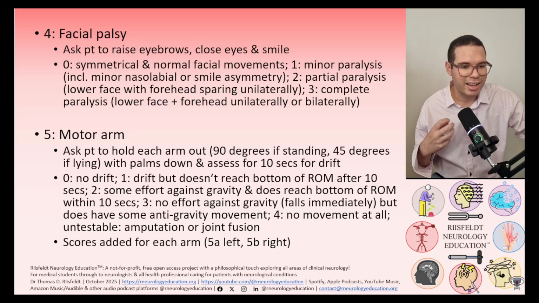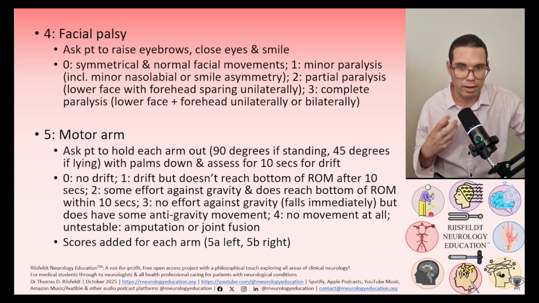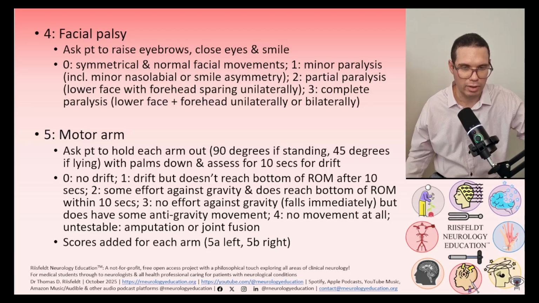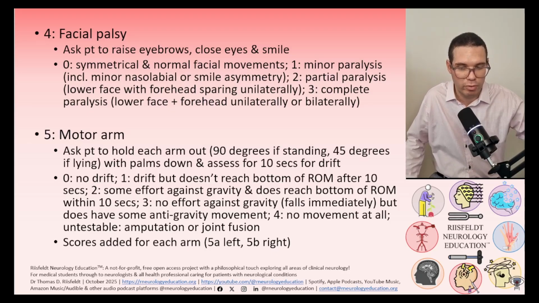You can also get an untestable score, but that's only in the context of a patient who has an amputation or a joint fusion. Whereas if the patient is obtunded because they've had a massive stroke and they've got a GCS of 3, that doesn't get scored as untestable. That gets scored as 4 for no movement at all. So you only get an untestable score if the patient just doesn't have an arm, or they've got a fused arm and they literally, for musculoskeletal articular reasons, literally can't move the joint.